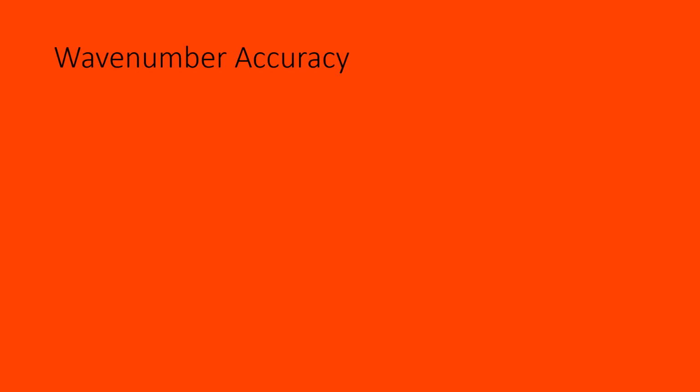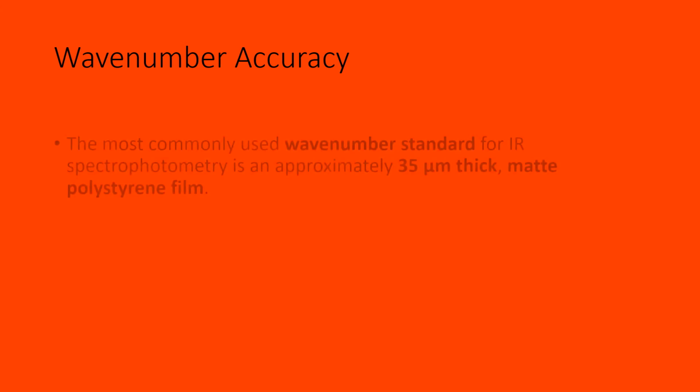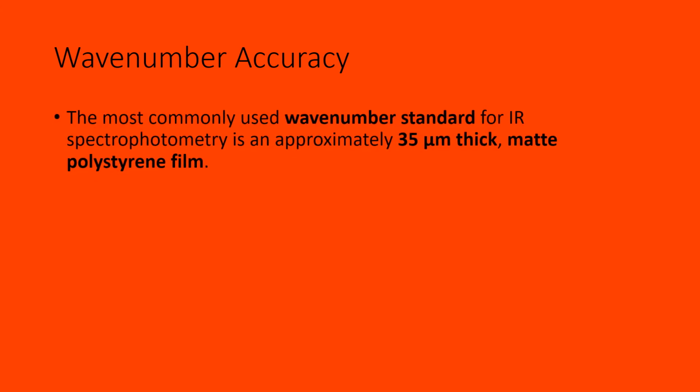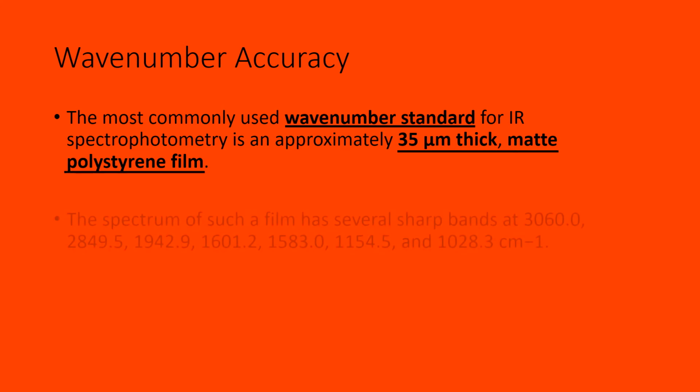Let us see how the wave number accuracy is calibrated. Each functional group of the molecule rotates or vibrates specifically at a particular wave number, so it is important to calibrate the wave number accuracy for accurate scans. The most commonly used wave number standard for IR spectrophotometry is an approximately 35 micron thick matte finish polystyrene film.